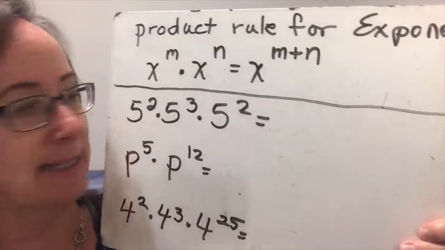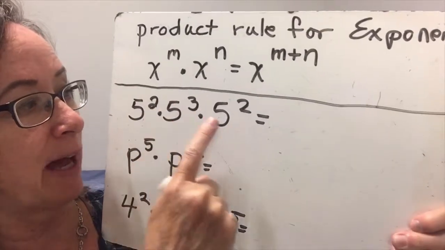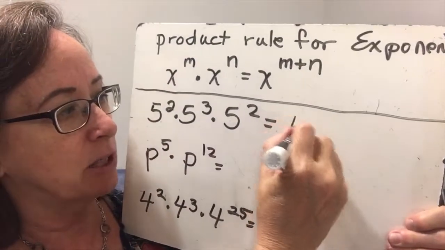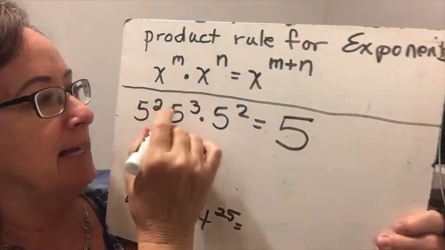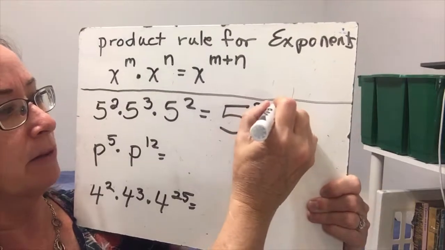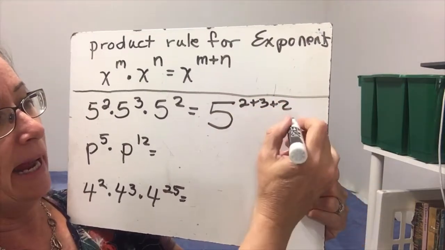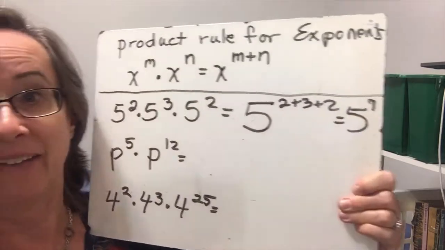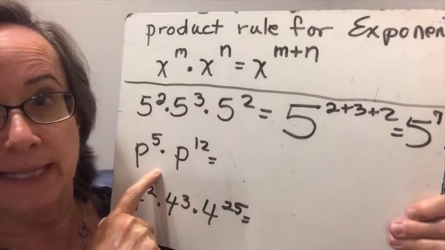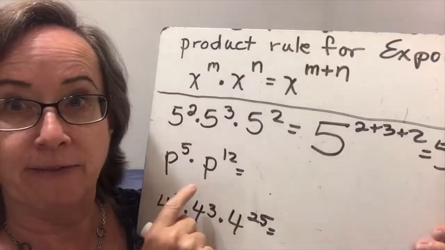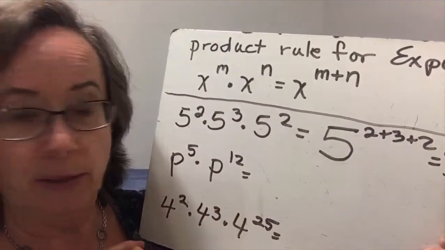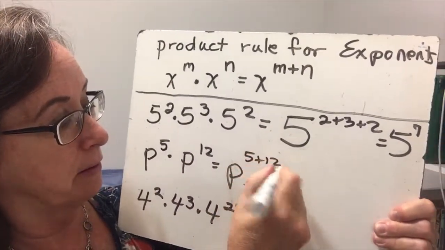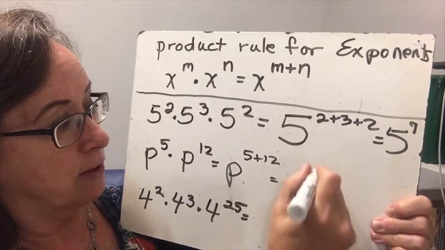So let's practice. 5 squared times 5 cubed times 5 squared. Since they all have the same base, our answer will be 5, and then we add together 2 plus 3 plus 2, and that would give us 5 to the 7. And that will be our answer. Okay, so on this one, we've got p to the 5 times p to the 12, which is p to the 5 plus 12, equal to p to the 17.